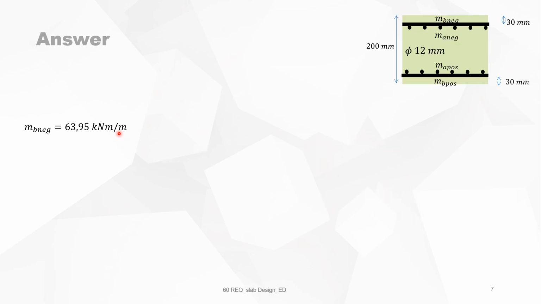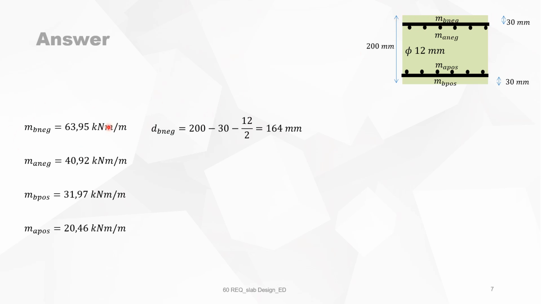Now, we will order all those bending moments with the largest bending moment on top and the lowest on the bottom. Why do we do that? Because you will always try, where the bending moment is the largest, to use the largest effective depth. You try to do that so it's more economical to put your reinforcement. So you start with the negative bending moment in the B direction, which is the biggest.